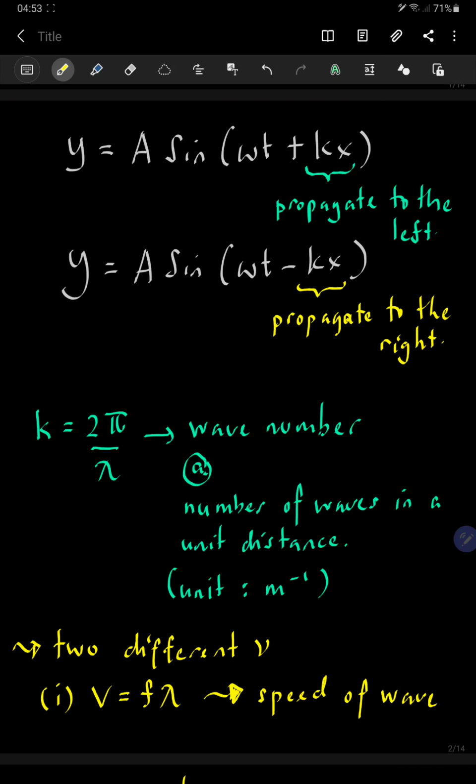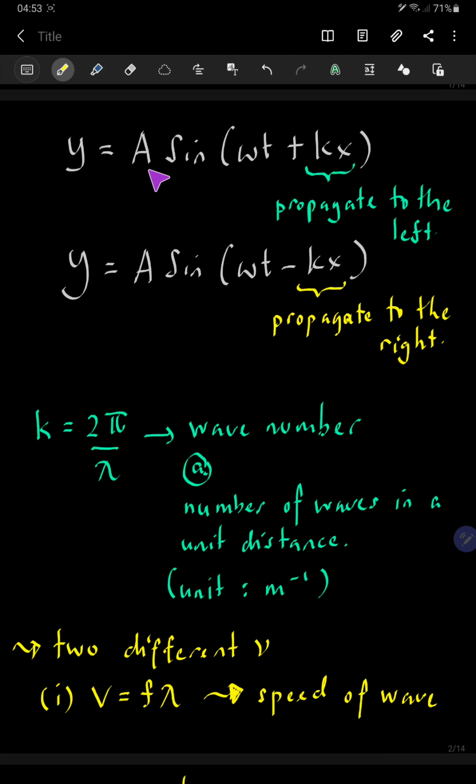So this is how we know the direction of the wave propagation, whether it is to the left or to the right, based on kx. At the same time, what is k? k is the wave number, where the equation is 2 pi over lambda. The wave number is also known as the number of waves in a unit distance, where the unit is per meter.